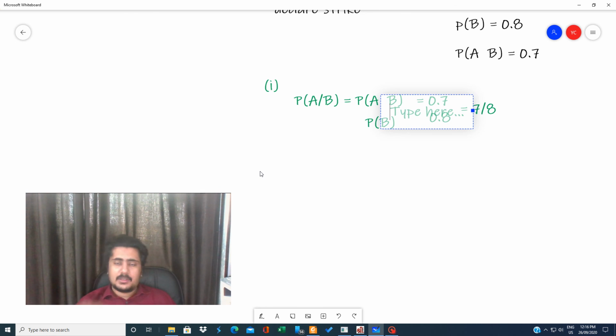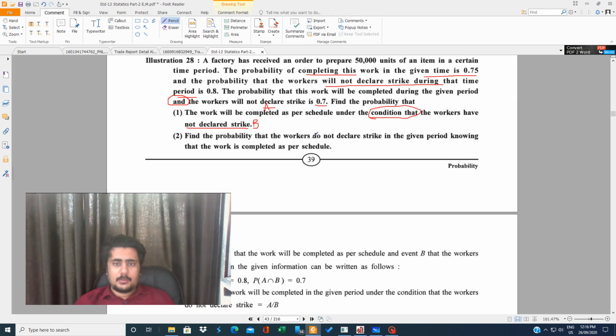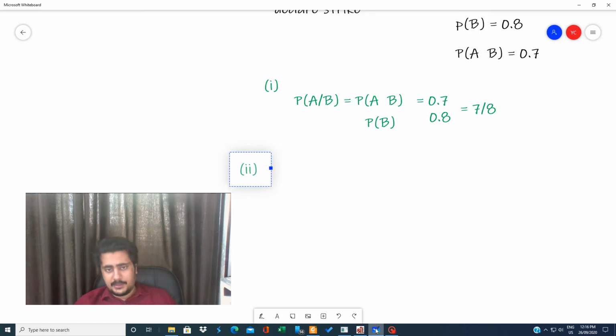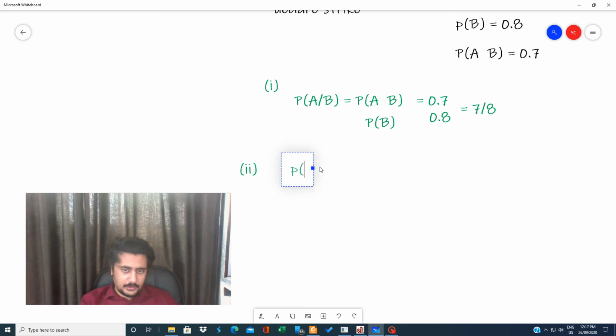Now let us do the second question. So what is in the second question? Find the probability that worker do not declare strike in the given period, knowing that. Now you're knowing that is the condition. After this knowing that, work is completed as per the schedule. So work is completed as per schedule is event A. After knowing that, if it is an event A, then this is the answer to P of B upon A.